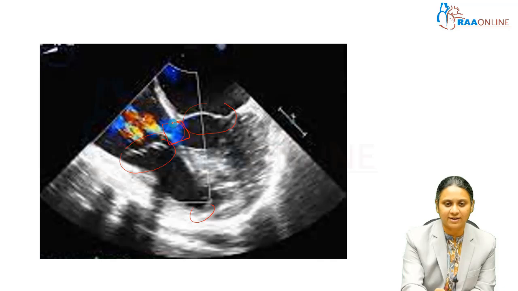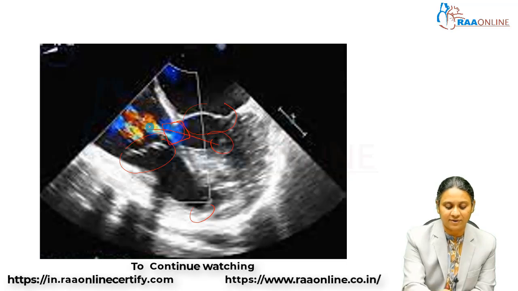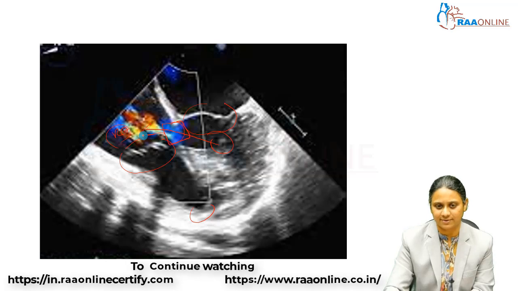So you can identify this defect when there is a defect in this septum. It is an interventricular septum. There is a left ventricle to RA shunt. This is called a Gerbode defect, which we saw earlier.